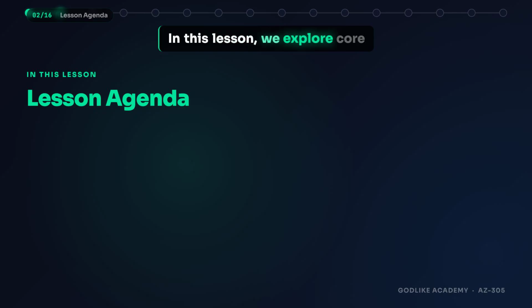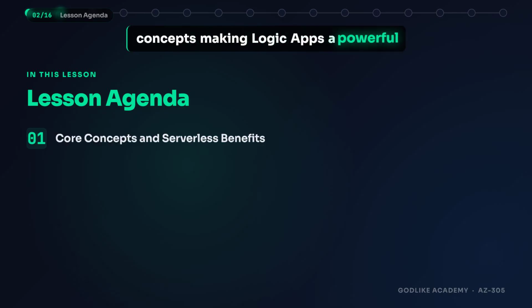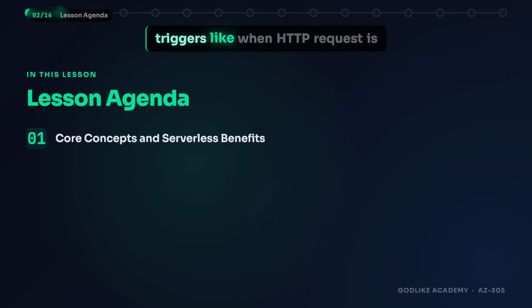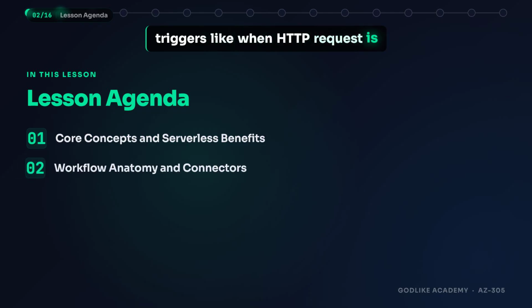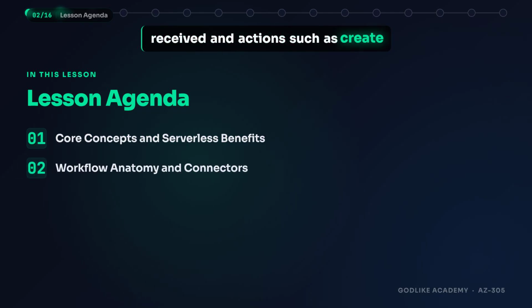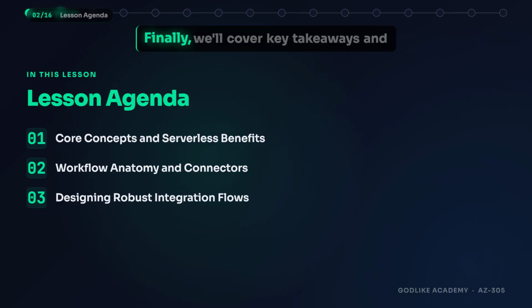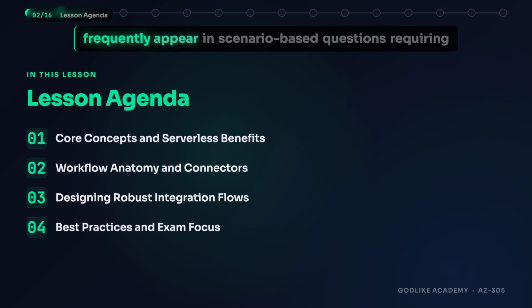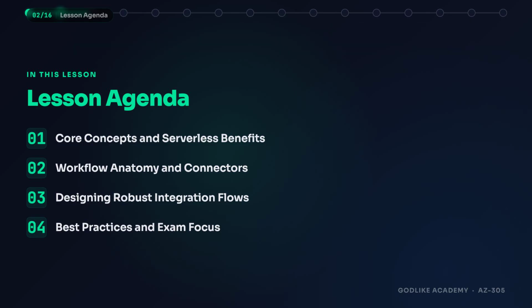In this lesson, we explore core concepts making Logic Apps a powerful integration tool. We'll break down workflow anatomy, examining triggers like when HTTP request is received, and actions such as create blob. Then we'll walk through designing robust flows using CodeView to ensure reliability. Finally, we'll cover key takeaways and exam tips for AZ-305, focusing on cost optimization and security configurations that frequently appear in scenario-based questions requiring precise architectural decisions.